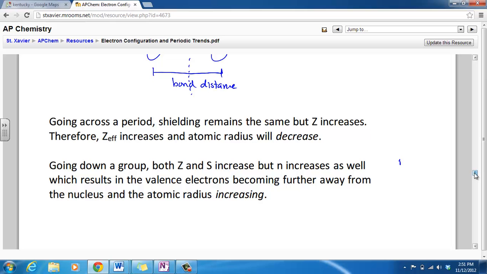Going down a group, both the Z, the nuclear charge, and the amount of shielding increase, but n increases as well, which results in the valence electrons becoming further away from the nucleus, and the atomic radius will increase. Okay, so if you guys understand shielding, you can understand atomic radius, and then tomorrow, I guess Wednesday, when we get to this, we will talk about ionization energy, electron affinity, and relate those back to shielding as well.